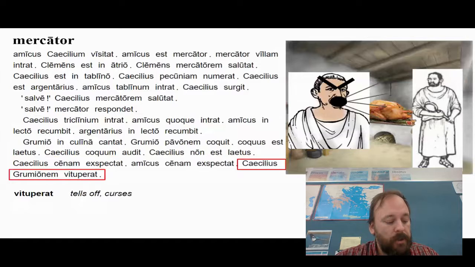So in the next story, In Triclinio, it tells us what happens next once the cook has finally prepared the meal. What's going to happen? We'll see.